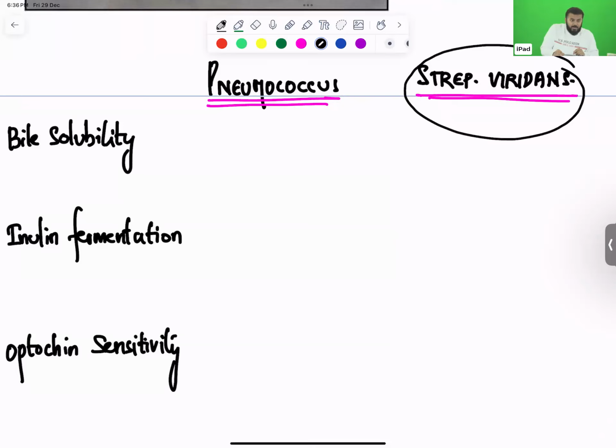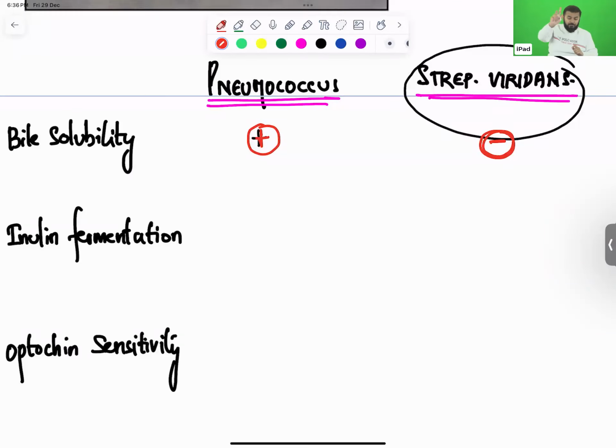So if you look at the bile solubility, right? Happy tea for all of you. If you look at the bile solubility, pneumococcus is bile soluble, whereas Streptococcus viridans is bile insoluble.